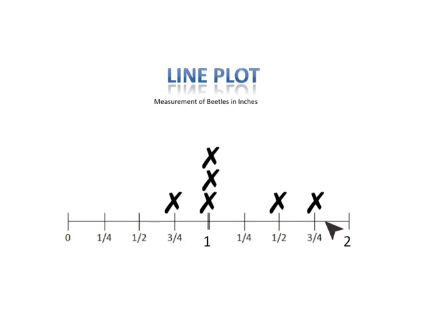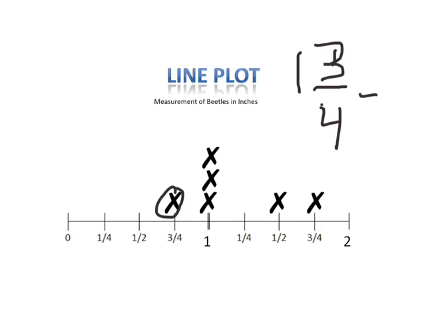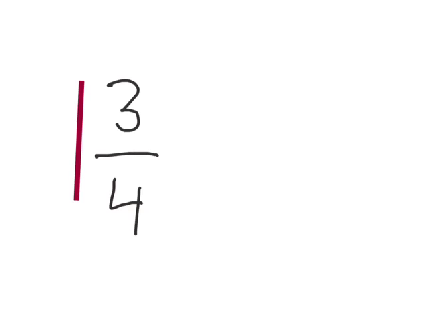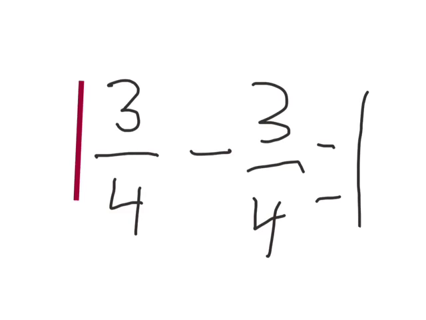First, we'd have to find the biggest beetle, which is 1 3/4 of an inch, and then we would subtract the smallest beetle, which is 3/4 of an inch. So the answer that we would get is 1 3/4 minus 3/4 would equal 1 inch.